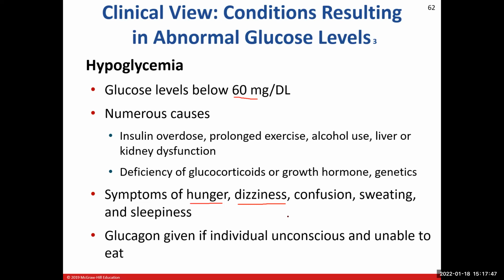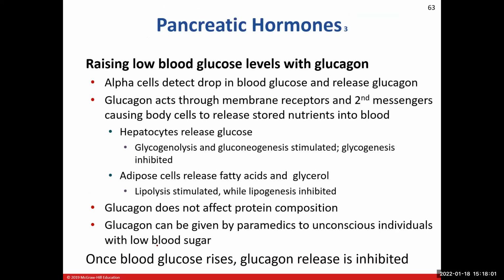But of course, if you come across somebody who is unconscious, and it's hypoglycemia, you give them a little blast of glucagon, and that can help increase the blood sugar levels. And I'm going to tell you how we're going to do that right now.